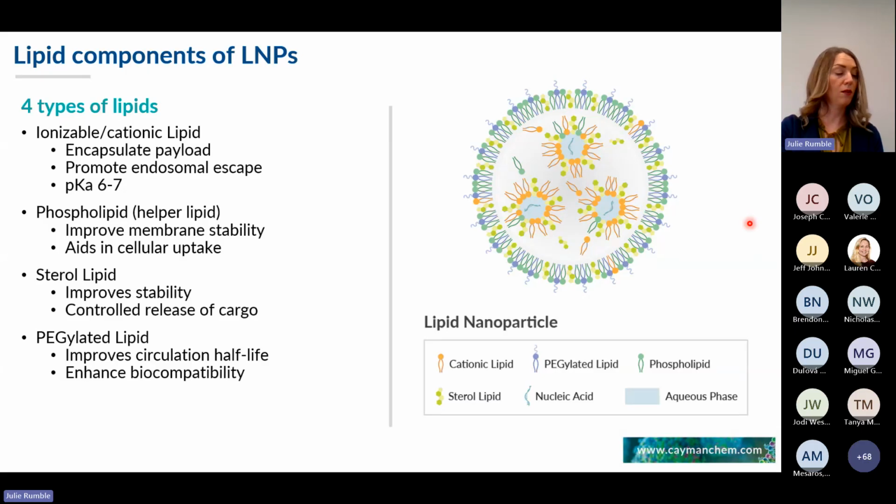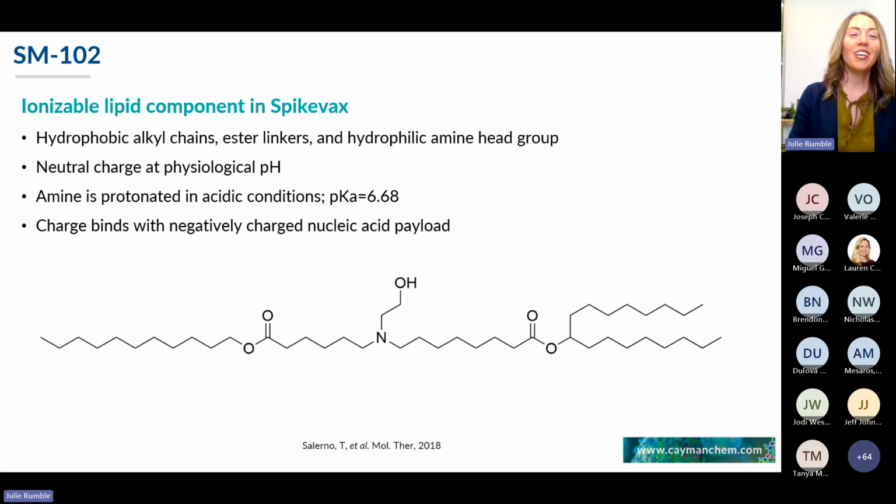Finally, we have the pegylated lipid, or a polyethylene glycol polymer, usually with a hydrophilic head group. Their purpose is to modify the surface of the LNPs to improve their circulation half-life by reducing particle recognition by the immune system. So now I'm going to take a closer look at ionizable lipids.